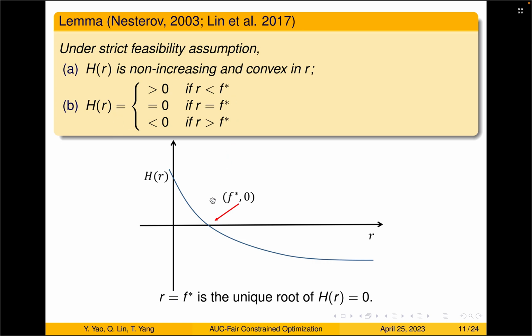So this graph is for the level set function, H(r). And from this graph, we can see that H(r) has a unique root at F star 0. And if r is smaller than F star, H(r) is positive. If r is larger than F star, H(r) is negative.